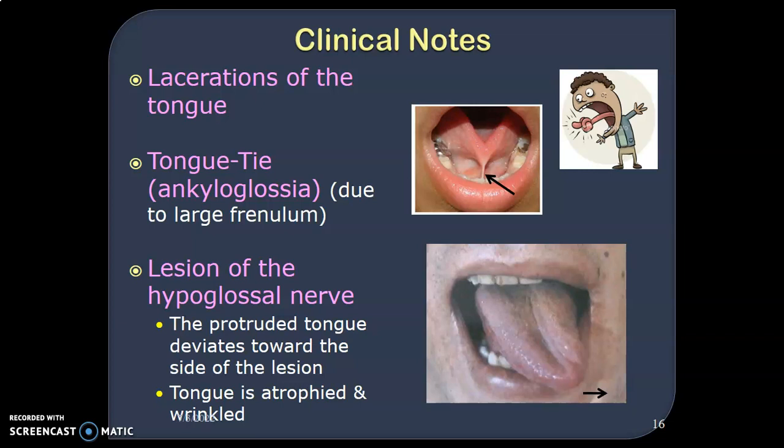Remember, we talked in the face, muscles of facial expression, we said when there is a lower motor neuron lesion involving the facial nerve, and you ask the patient to smile, the face will move towards the normal side because the muscles there are working, so they push the face to contract towards the normal side. Here in hypoglossal lesion, when you ask the patient to protrude the tongue, it deviates towards the side of the lesion, not the normal side. And then it appears like you have wrinkles and atrophy of muscles on that side of the tongue.